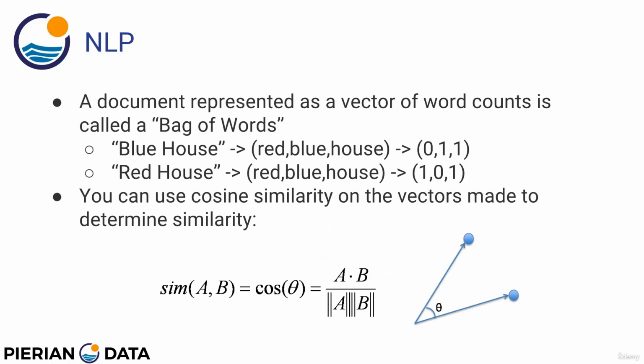A document represented as a vector of word counts is called a bag of words. And hopefully you saw that bag of words in the Wikipedia article if you decided to read up on it. Once we have these bag of words vectors, you can use cosine similarity on the vectors to determine similarity of the documents themselves. This is really useful because we're basically treating each document as a vector of features, meaning we can perform mathematical operations such as the cosine similarity, taking their dot products and then dividing it by the multiplication of their magnitudes, or other similarity metrics in order to figure out how similar two text documents are to each other.